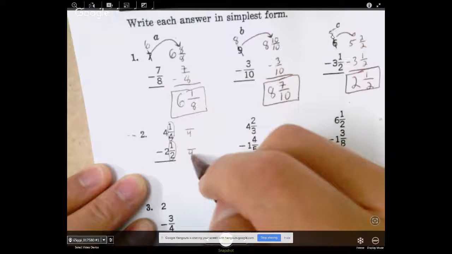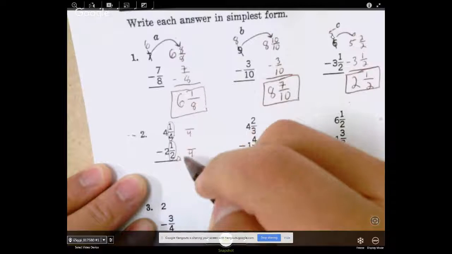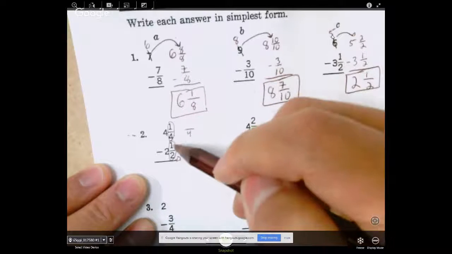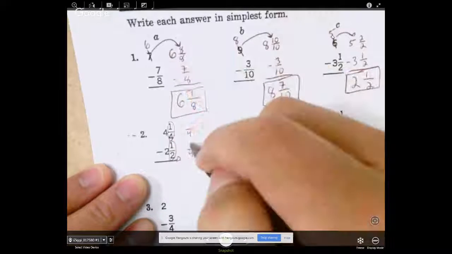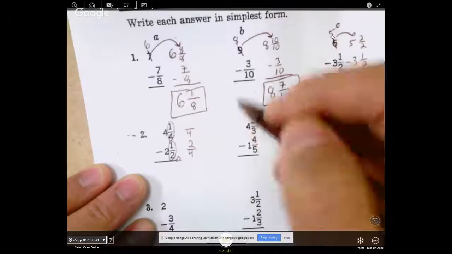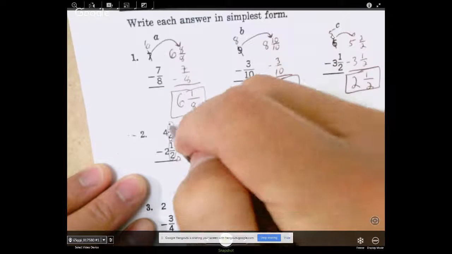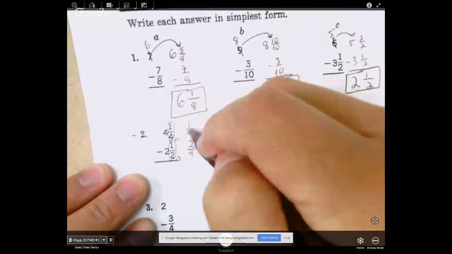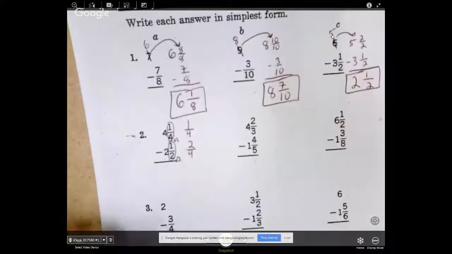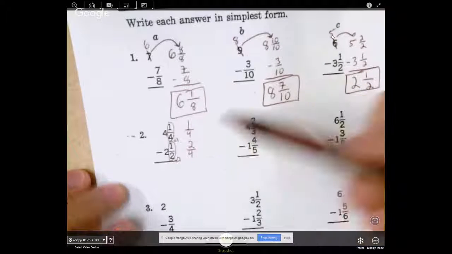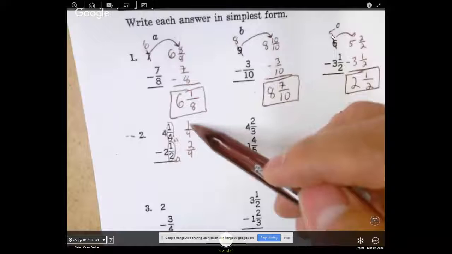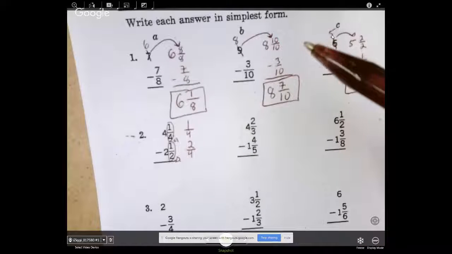So 2 times what gives you 4? 2 times 2 does. So multiply the top by 2. 1 times 2 is 2. And then 4 times what gives you 4? 4 times 1 gives you 4. So I want to multiply the top by 1. 1 times 1 gives me 1. Now, if you look here, when you subtract 1 minus 2, you can't do it. 2 is bigger than 1. You're going to get a negative number.